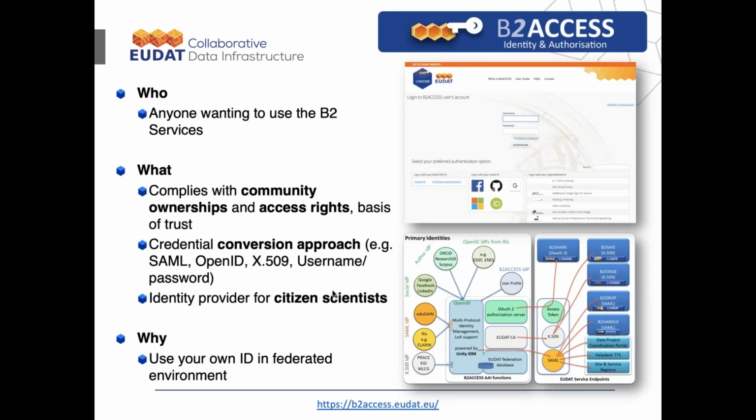The first service I would like to introduce is B2ACCESS. B2ACCESS is the EUDAT solution for federated authentication and authorization. Any citizen scientist who wants to use EUDAT services can make an account in B2ACCESS and use this account and credentials to log in to EUDAT B2 services. B2ACCESS supports different technologies to authenticate. You can authenticate using SAML with your home institutional identity. You can also authenticate with some social identities such as Google or Facebook. You can also create an account in B2ACCESS directly, and in this case, B2ACCESS will be your home identity provider.